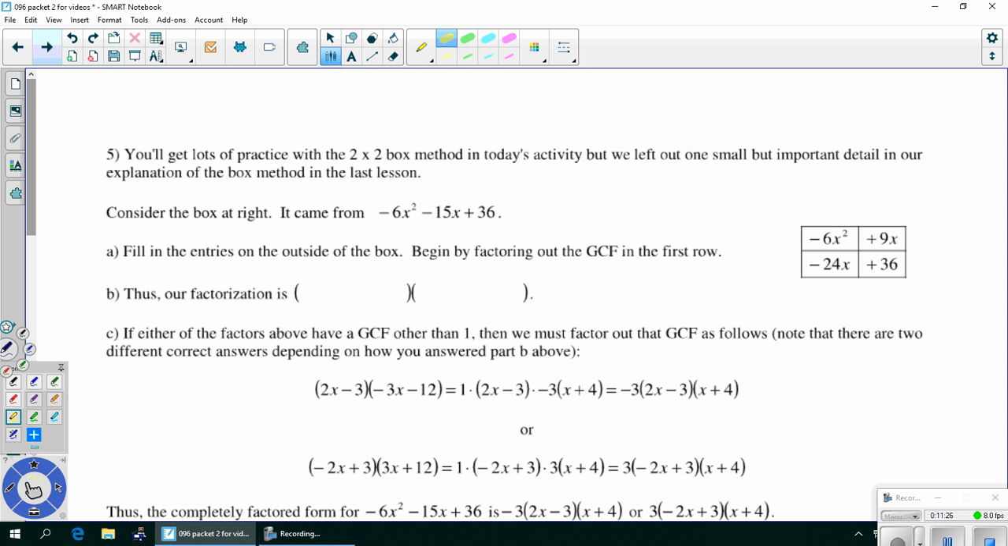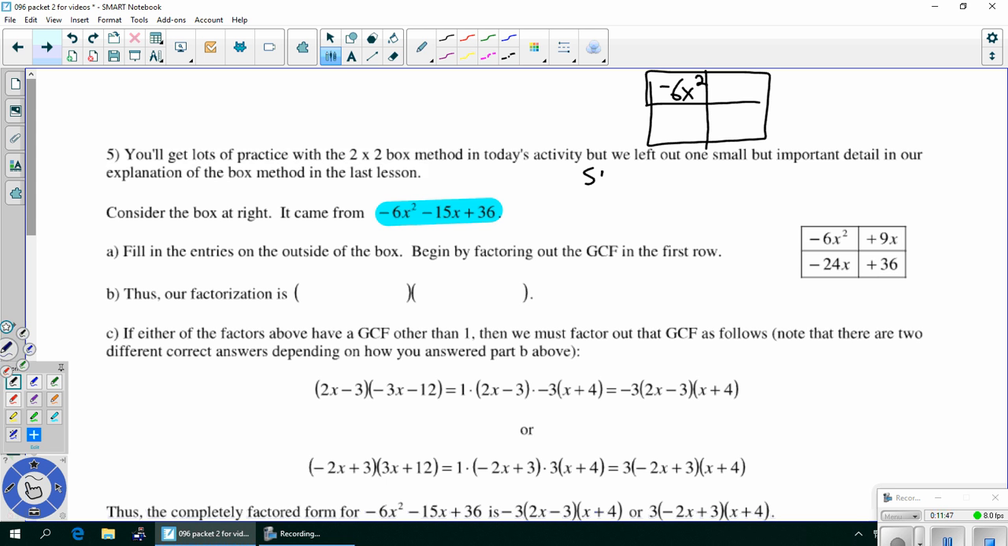Okay, the next page talks about this problem here, negative 6x squared minus 15x plus 36. So I'm not going to go through it; you can read what's on the page here. I'm going to take a slightly different approach to this problem. Suppose that we wanted to factor this, doing the 2 by 2 box. I'm just going to start over from here. So the negative 6x squared goes in the top left. The negative 15x is the sum. And that plus 36 goes in the bottom right.